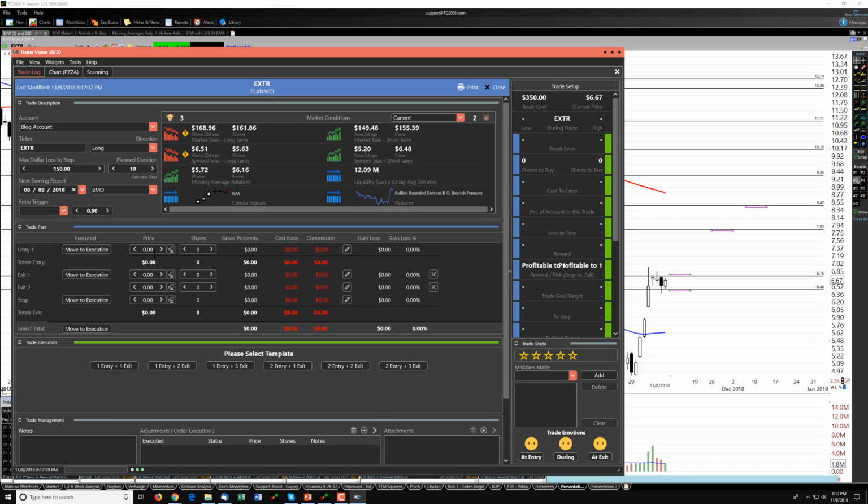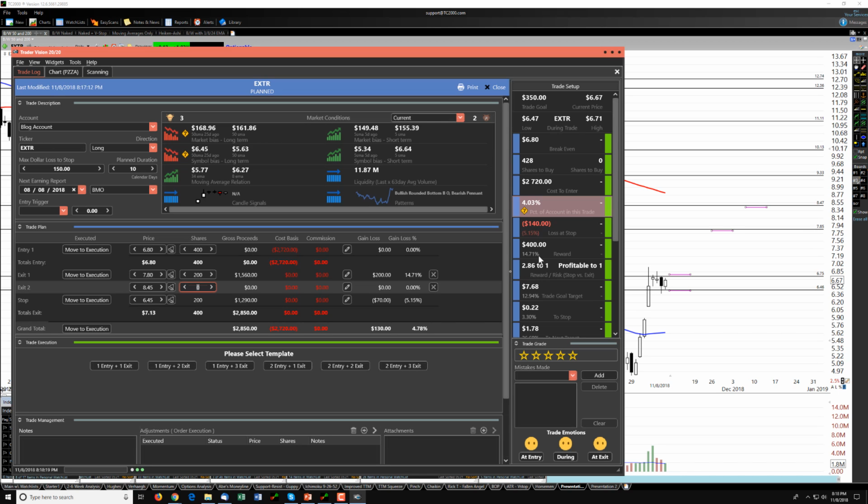Let's say that we've got a 6.80 entry and 6.45 stop with a 7.80 first target and an 8.45 second target. Let's look at 400 shares. Close enough. If we sold 200 shares at that first target, we get almost 3 to 1.